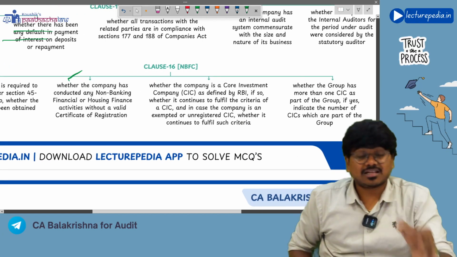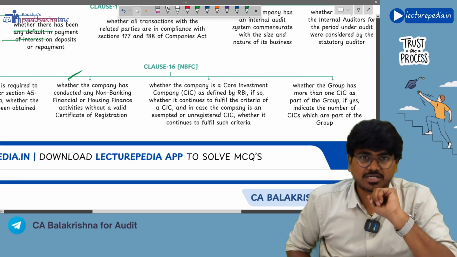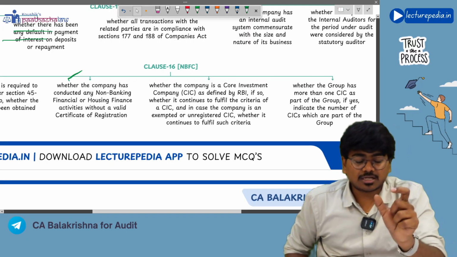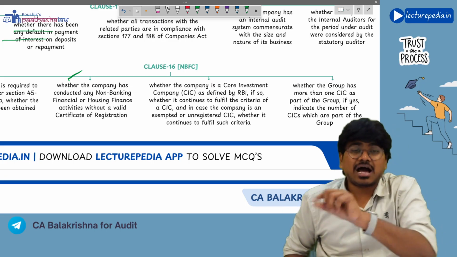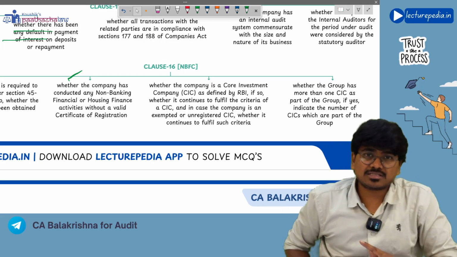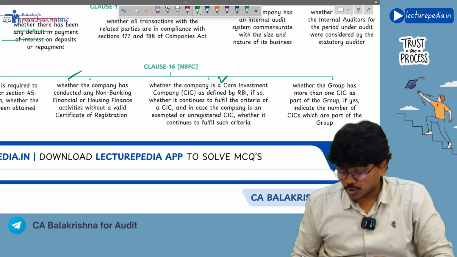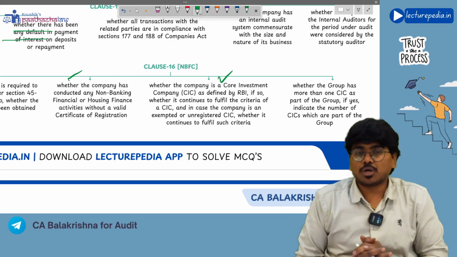Next, if the company is a core investment company, then to treat it as a core investment company, it needs to satisfy certain criteria given by RBI. Whether such criteria are being satisfied by this company or not, you will see if at all it is a core investment company.